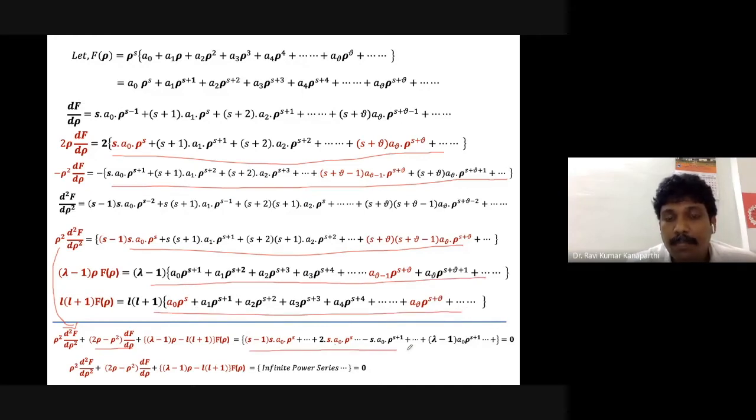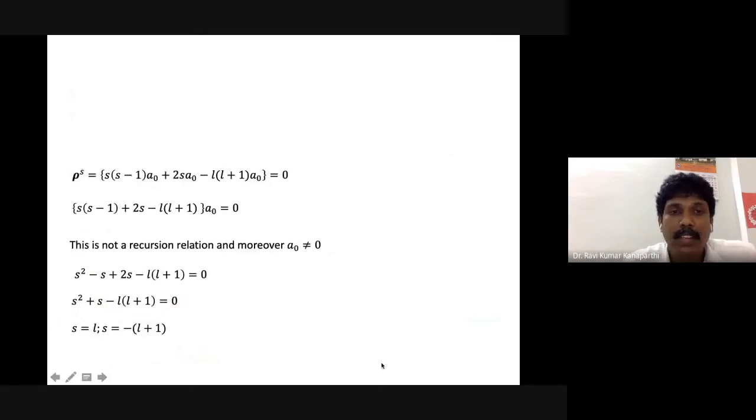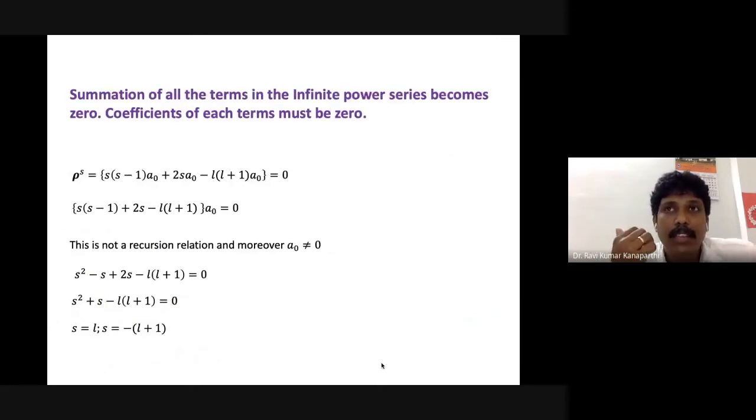As per our differential equation, this summation is equal to 0. That means you have to sum up all the infinite terms in the power series, and it must be equal to 0, right? As per our definition, you have infinite terms in the power series and it becomes 0, which means that all the coefficients in the infinite power series must be basically 0. Otherwise it is not possible.